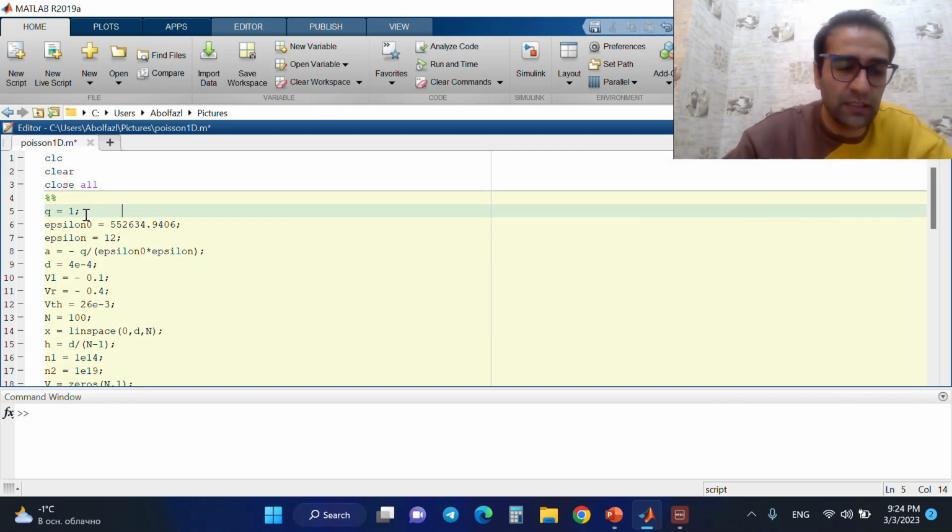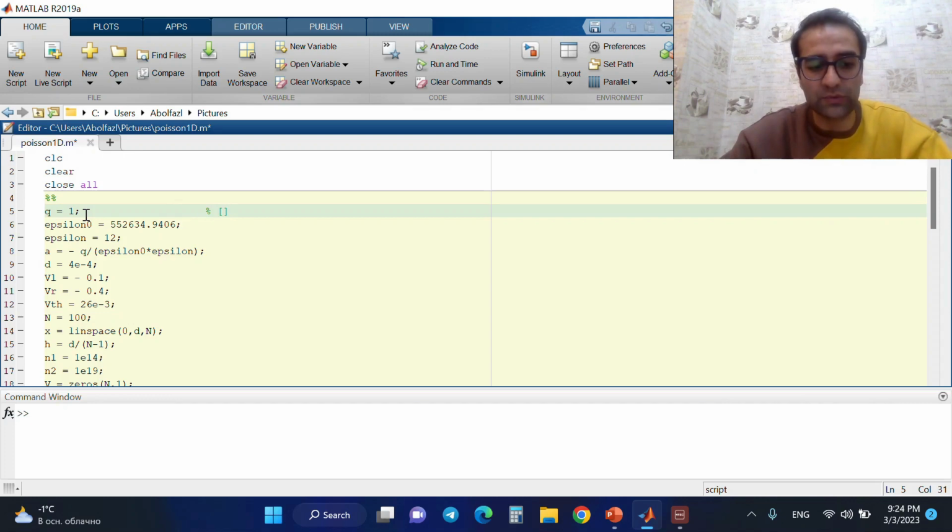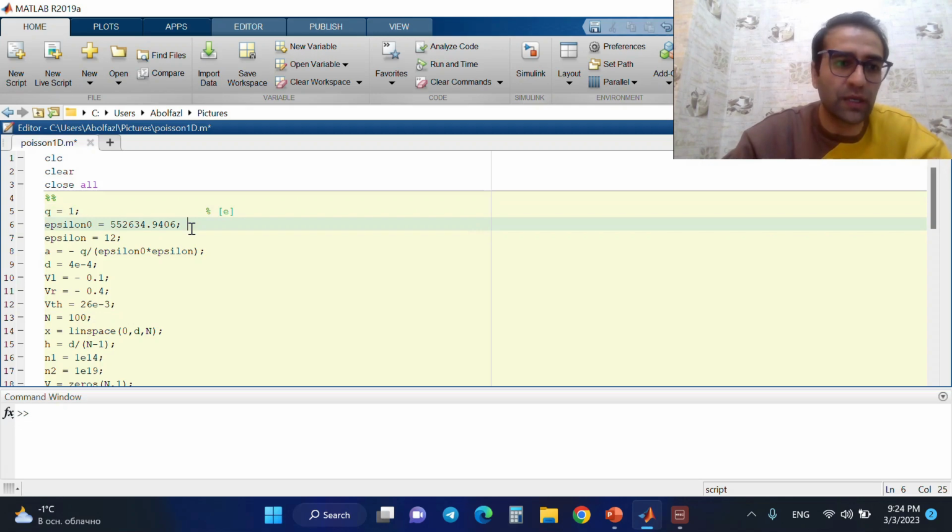Then we have some constant parameters. Q here is 1. Why do I define it to be 1? Okay, just let me write the unit of Q, that is the elementary charge E. When I define Q to be E instead of Coulomb, I should be careful about epsilon naught, but I know that the value of epsilon naught is about 55.26347 point some number, and the unit is just electron squared divided by electron volt divided by centimeter, right? You can Google it and find the permittivity in this unit on the internet.